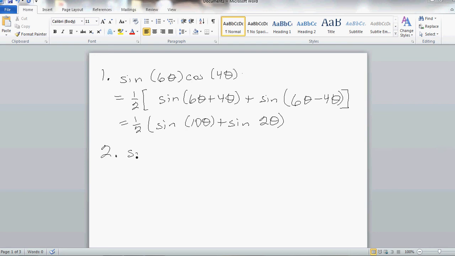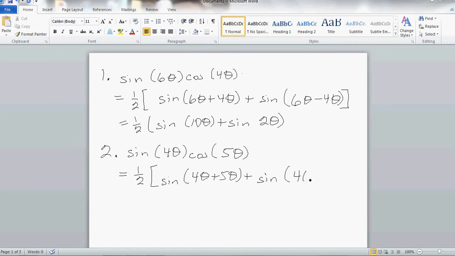Number 2, we're asked what's the sine of 4 theta times cosine of 5 theta. And this is identical to the previous problem, just changing the numbers. So all we have to do is change the numbers. So it's going to be 1/2 the sine of the 2 angles added together plus the sine of the 2 angles subtracted. And it is important to make sure that it is in that appropriate order. And so we get 1/2 times the sine of 9 theta plus the sine of negative theta.